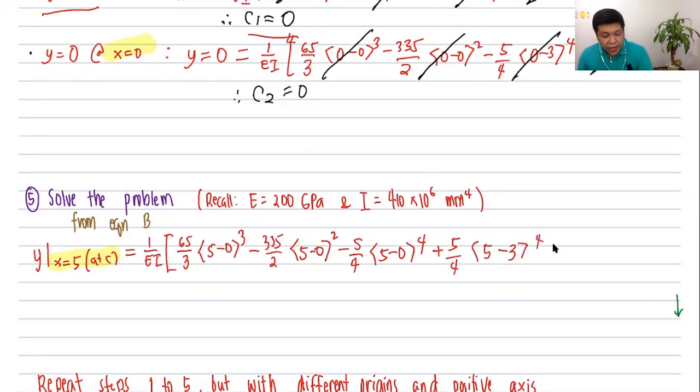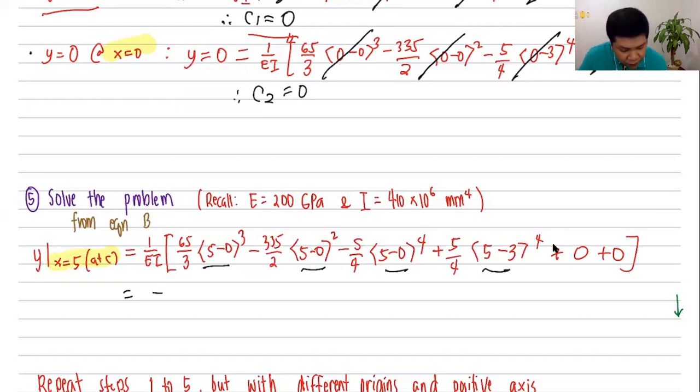So I'm just copying equation B but substituting 5, our value of x, for the value of x, plus C1x, C1 is 0, plus C2, which is also equal to 0. So everything here is positive, so I need to evaluate. Please remember that everything inside the bracket is positive, so evaluate. Once I evaluate, I get an answer of negative 26,885 all over 12 all over EI.